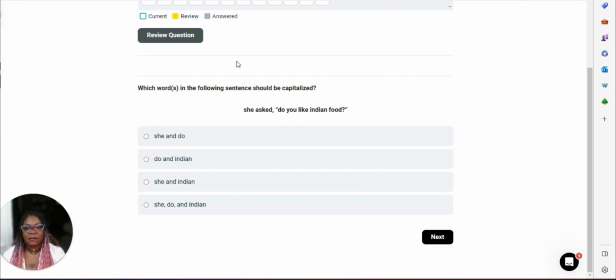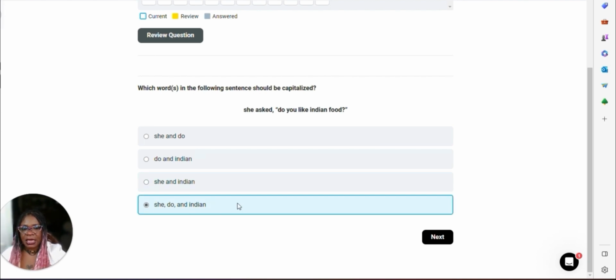Which words in the following sentence should be capitalized? She asks, do you like Indian food? Is it she and do? Is it do and Indian? Is it she and Indian? Or is it she, do, and Indian? The answer is she, do, and Indian in this particular sentence.